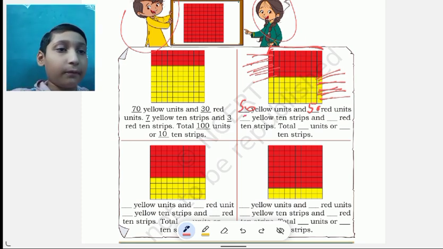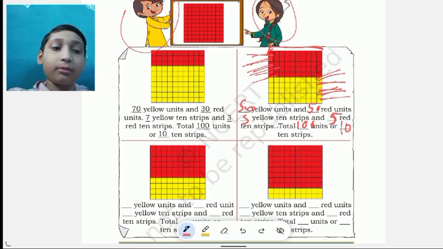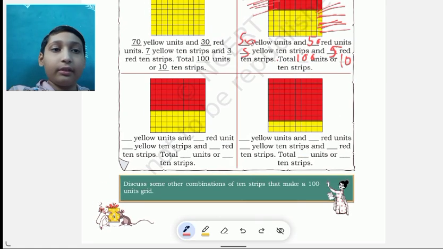So there are 5 ten strips because the starting number is 5 and there is red. There's 5 red strips because the starting number is 5. So then we got a total of 100 units or 10 tens. That is what I was trying to say. So I think you already got an idea of this. I think you can do this on your own.